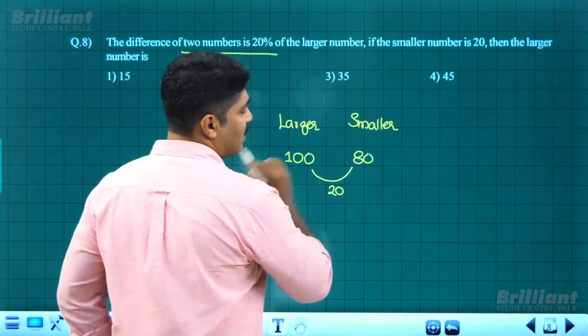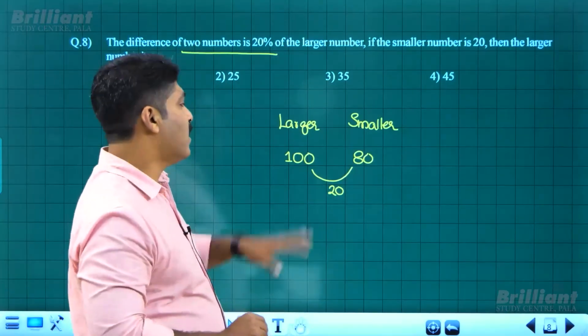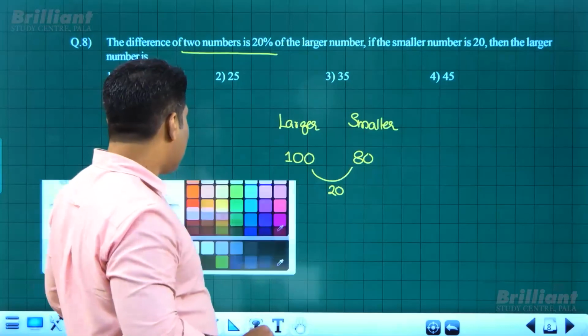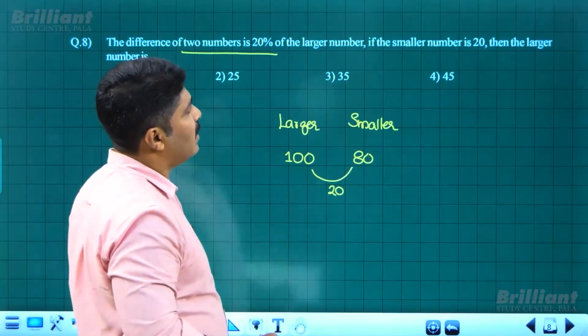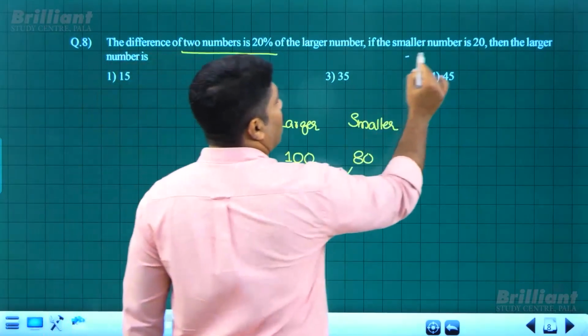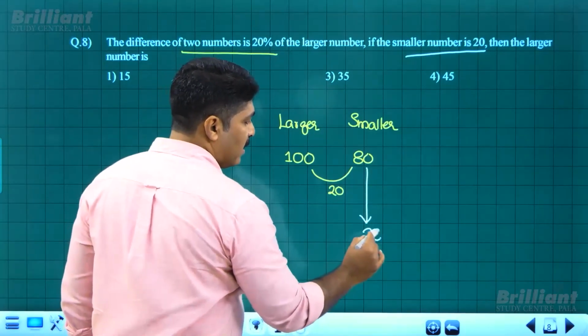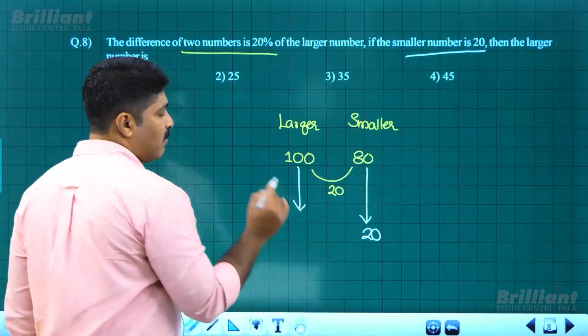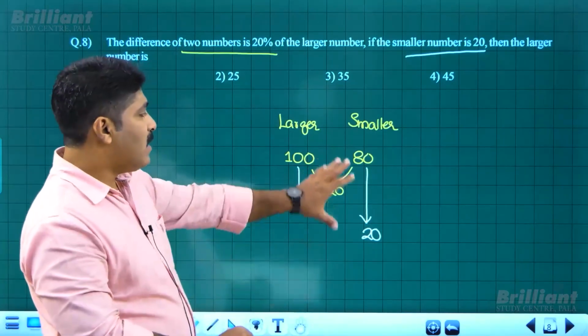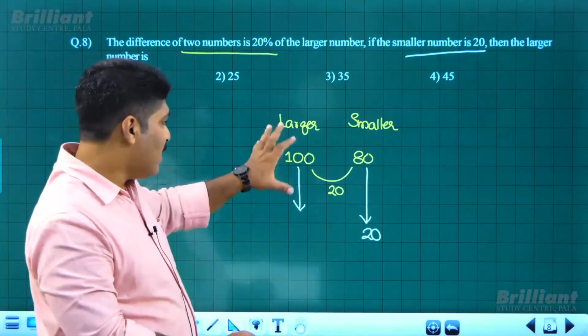Therefore, what is the smaller number? That is 80, that is 20 less than this value. So these are the unitary values or representing values. From there, it is given that the smaller number is 20. This 80 is representing 20. Then what does this 100 represent?